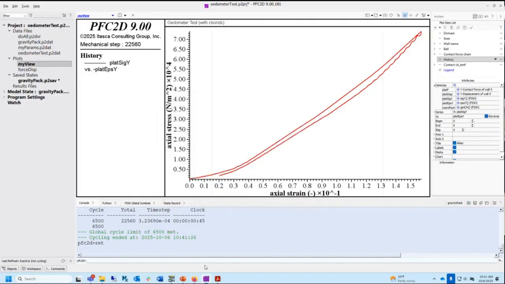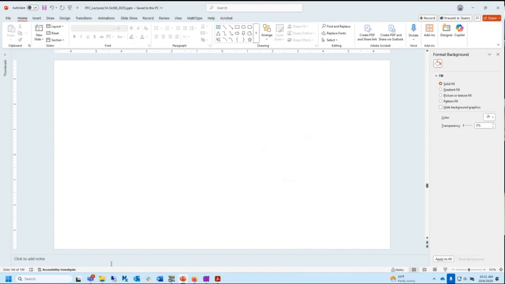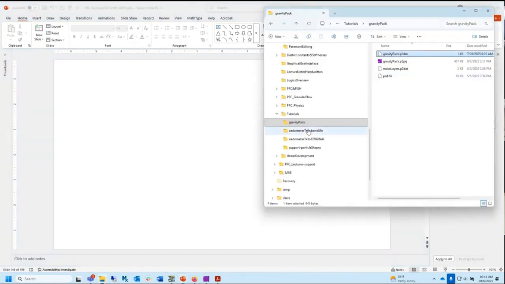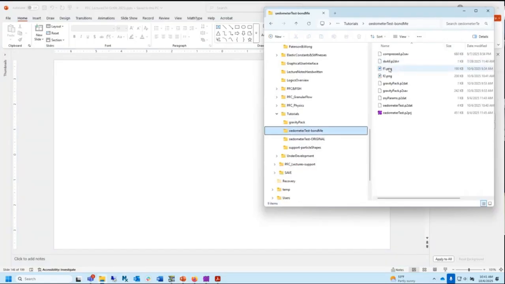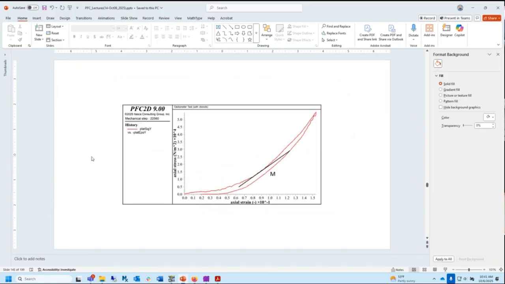Call that one F2. New slide blank. Suck in F2. Wow, what's going to happen? Let's see. Odometer test behind me. Boom. So this one got up to 7. That was bonded by the time I applied that much strain, and this one only got up to 5.